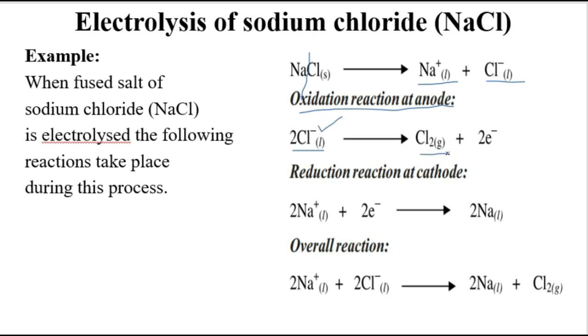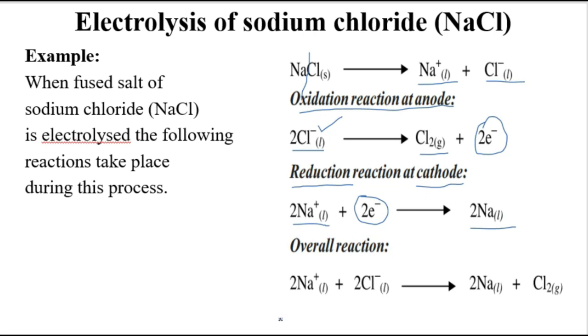It will become chlorine gas, from the liquid to the gaseous state. It will lose two electrons, right? The two chloride ions lose the two electrons and come into the chlorine molecule, that is Cl2. In the context of the cathode, we will see that reduction takes place at the cathode. This is the sodium, which is positively charged, and it will gain the two electrons. When it gains the two electrons, it becomes the atomic state, that is 2Na.